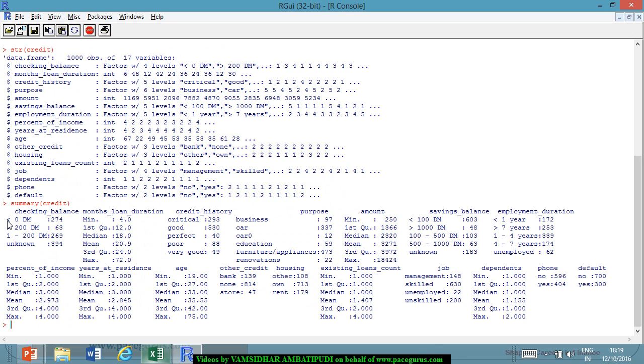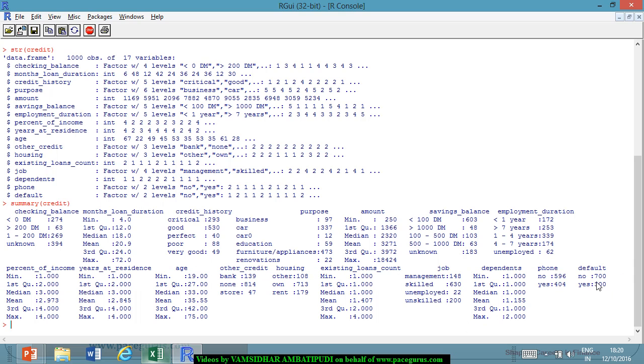So I will say less than 0 DM, there are 274 observations. Greater than 200 DM, there are 63 observations, and so on. If it is a categorical variable, it will do the frequencies and counting. We have already seen that. But if it is a quantitative variable, it would compute the minimum, maximum, mean, median, first quartile and the third quartile.